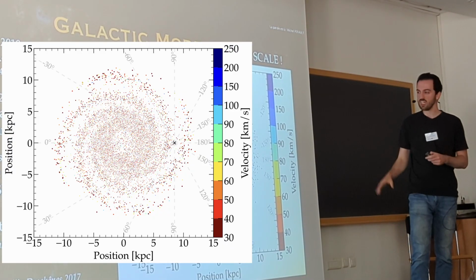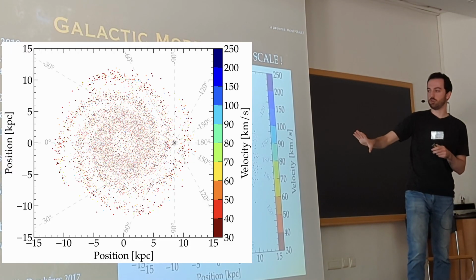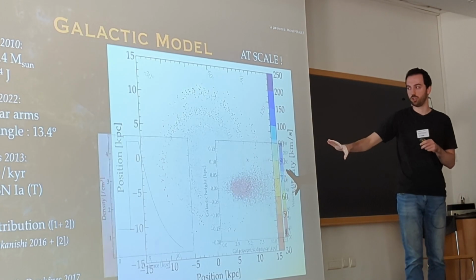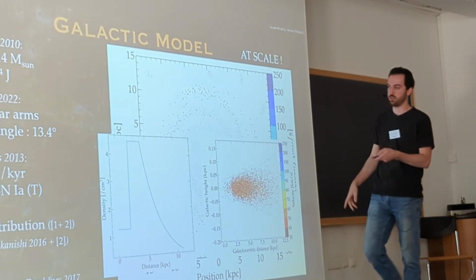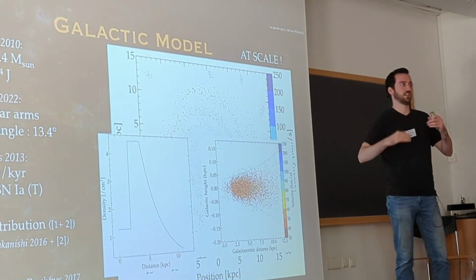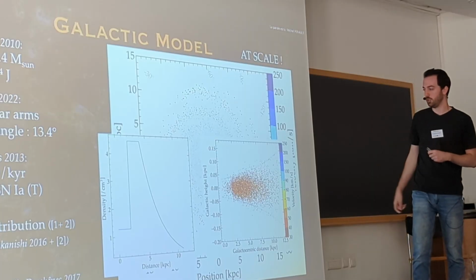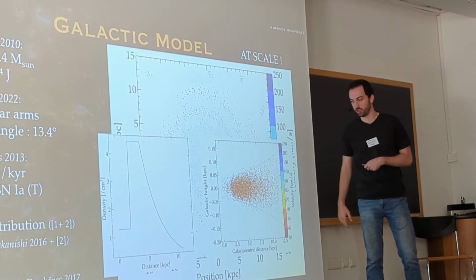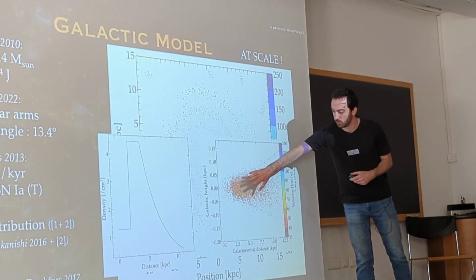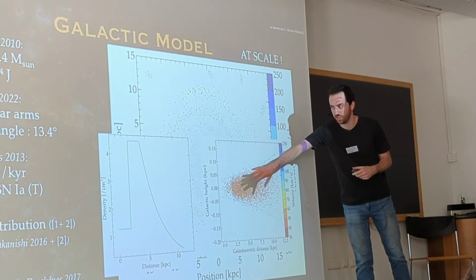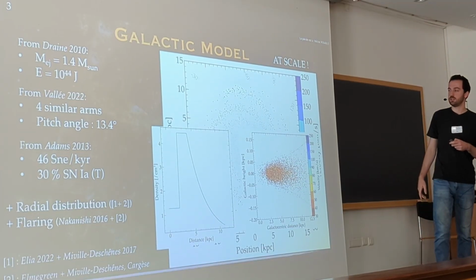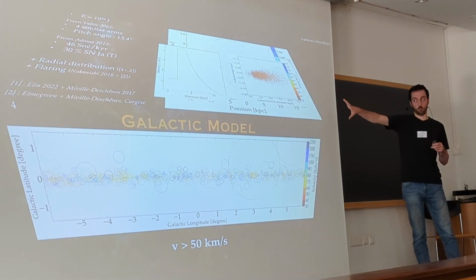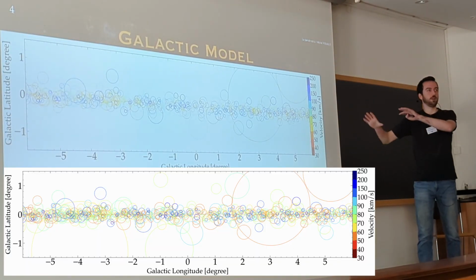And just to give a few more details about our distributions, here we have the density distribution. You can see that there is a big bump because of the start of the spiral arms. And you also have the flaring around our galaxy. You can see that there are many more supernova remnants in the dense region.